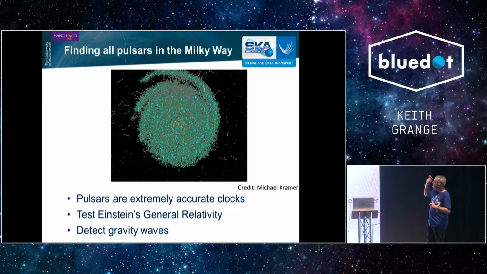And so with the SKA, we aspire to actually go and detect all of these, which is going to be exciting in its own right, but then we're actually going to be able to make use of the fact that these are extremely accurate clocks, as good or better than the best atomic clocks that we have on the Earth today. And so with these things, we're going to be able to do very precise tests of Einstein's general relativity and also look for gravity waves passing through the Milky Way. So we're going to actually turn the entirety of the Milky Way into a detector for gravity waves, which I always find is a rather mind-boggling idea.